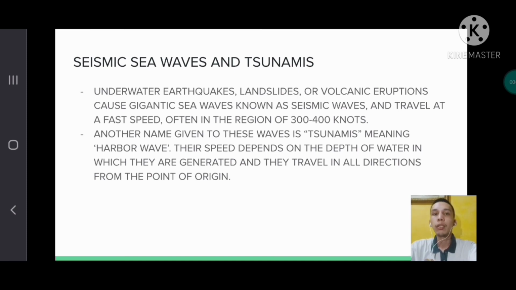Another name given to these waves is tsunamis, meaning harbor wave. Their speed depends on the depth of water in which they are generated, and they travel in all directions from the point of origin.